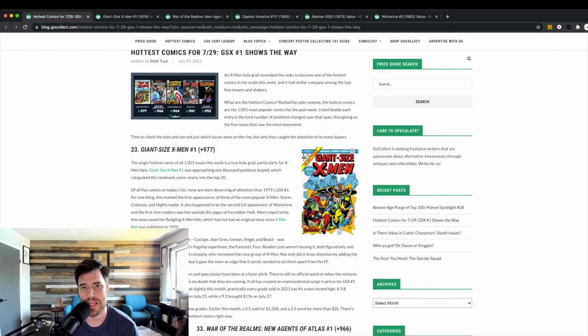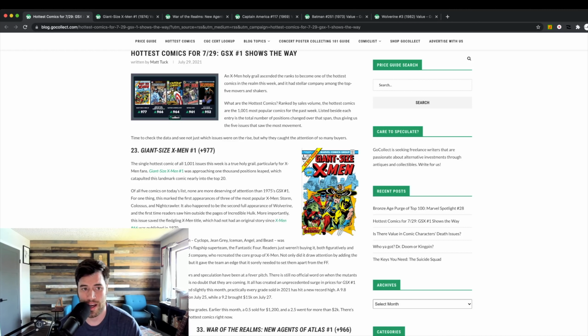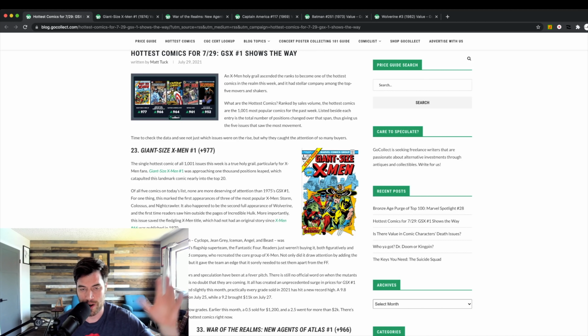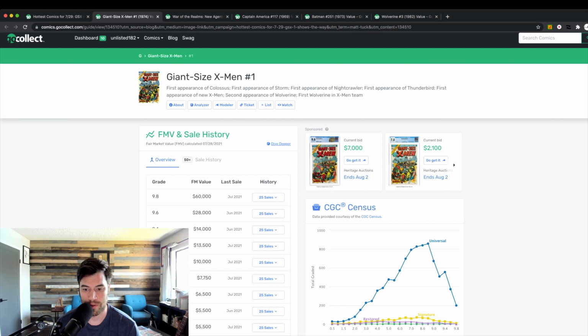But that doesn't necessarily mean that Giant Size X-Men number one has gone up. In fact, it's been going down. Just because it's the hottest, it could be the hottest for a different reason. It could be people are trying to move them out, get rid of them, which I think is happening. We had this huge surge right around May, where they were going for ridiculous prices, and people, even myself included, were holding them back and hoping they would go up even further, but the price has kind of come back down. And so people are probably panic selling.